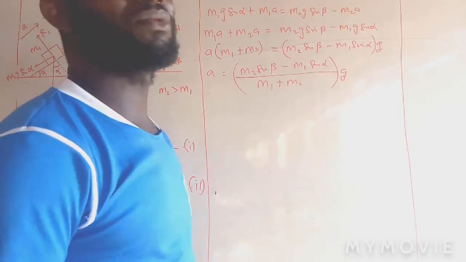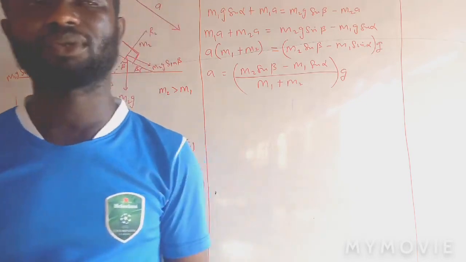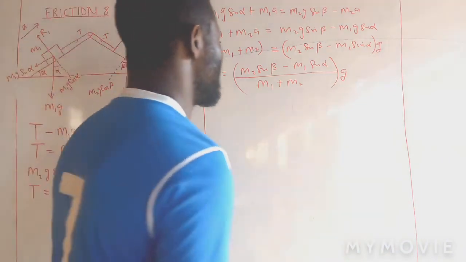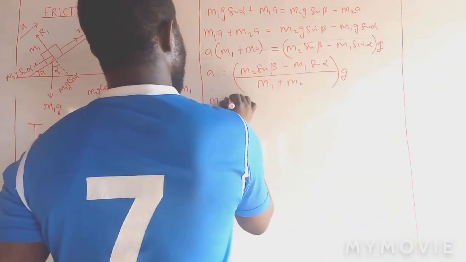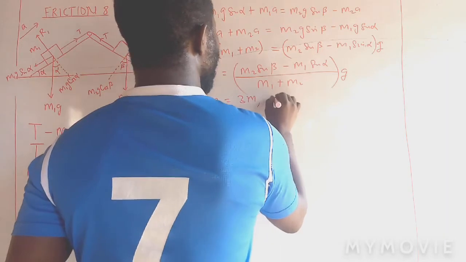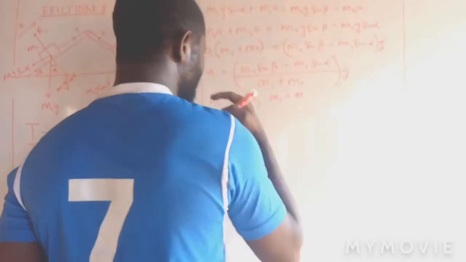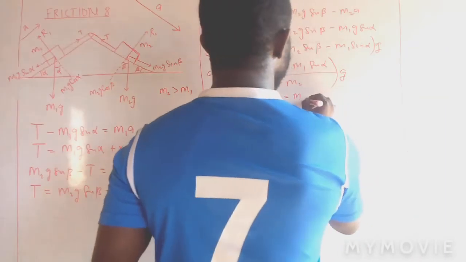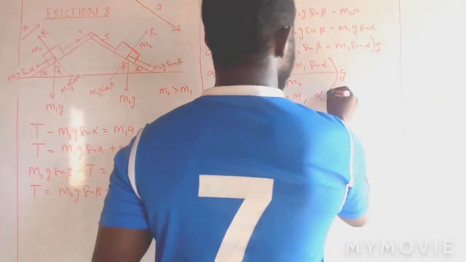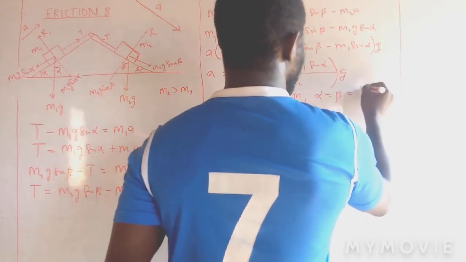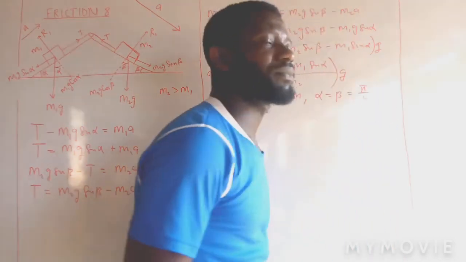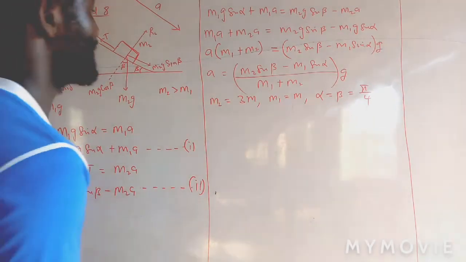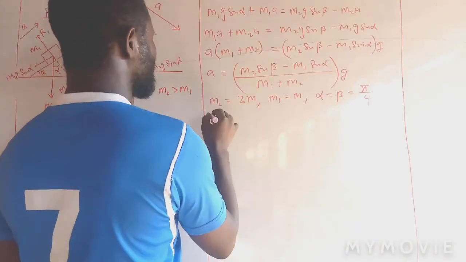All right, let us now play with some values. If we play with some values, what are we going to have? Let my m2 be 3m and m1 be m. And the angle, let alpha equals beta and equals pi over 4. If that is the case, I will apply the formula to find the acceleration now.